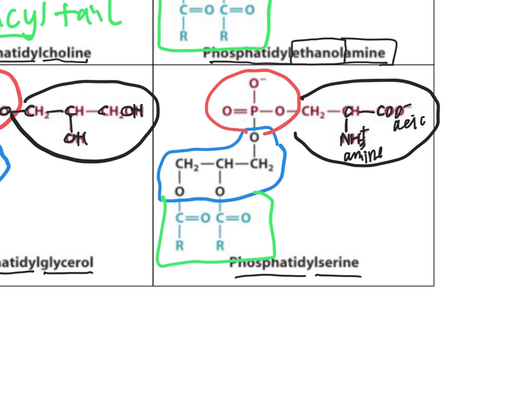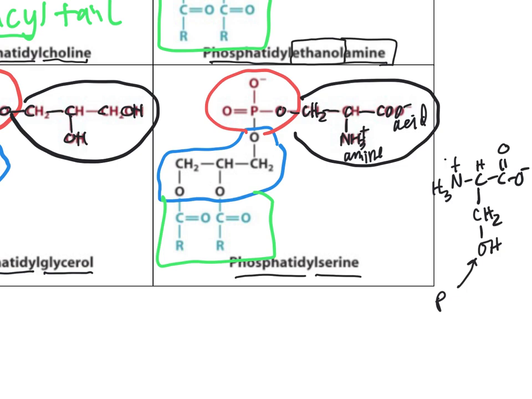so the amino acid has the amine attached to a carbon, attached to a carboxylic acid. And then the side chain is going towards the phosphate. So CH2 and then to the O. I'm just going to draw serine on the side here. So NCC, there's that amino acid, and then coming off is a CH2OH. So this OH is what's connected to the phosphate.